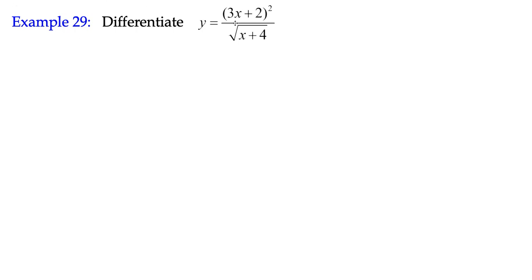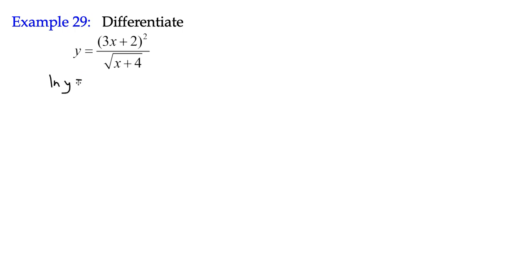Let's see if I can bring that to the side here. We'll try and do it on one screen. So before we differentiate, we want to simplify it using some of our log rules. So we take the natural log of both sides. Let's do that. So we can say the natural log of y is equal to the natural log of (3x + 2) squared over the square root of x + 4.